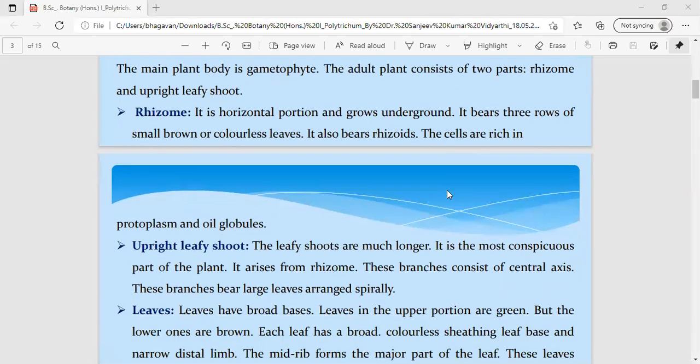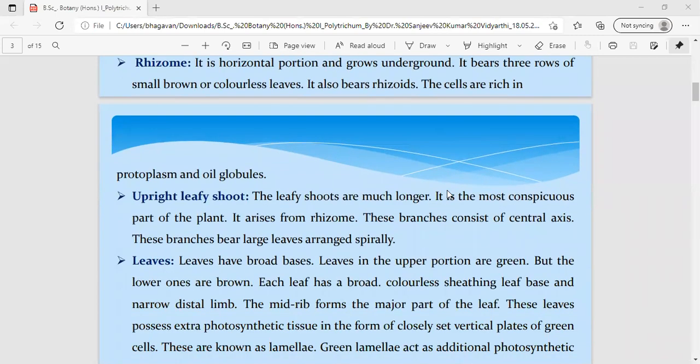The rhizome is prostrate, growing horizontally on the surface of the ground or sometimes underneath the ground. It is colorless and bears small brown hair-like structures, which we call rhizoids. These are helpful for fixing the plant to the substratum. Now go for the upright leafy shoot.